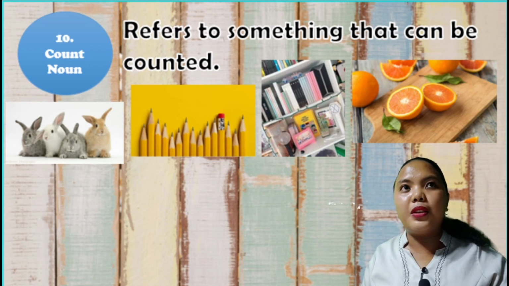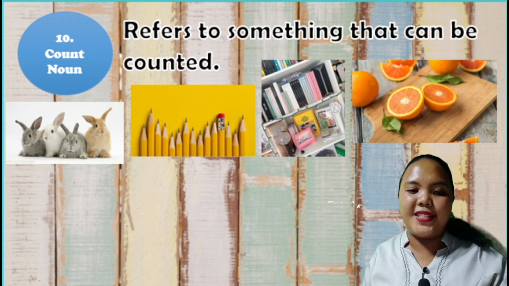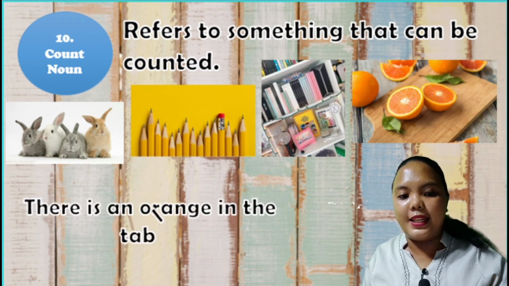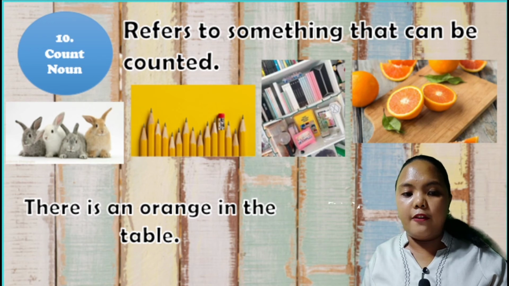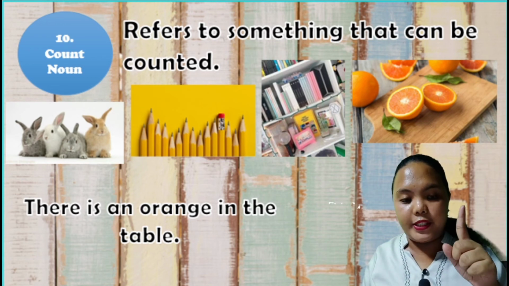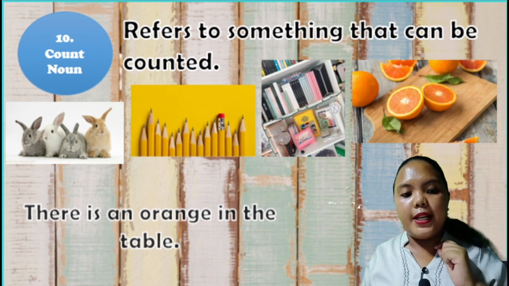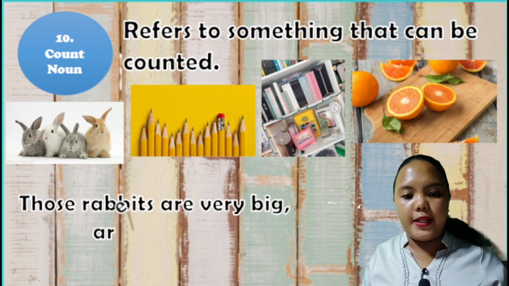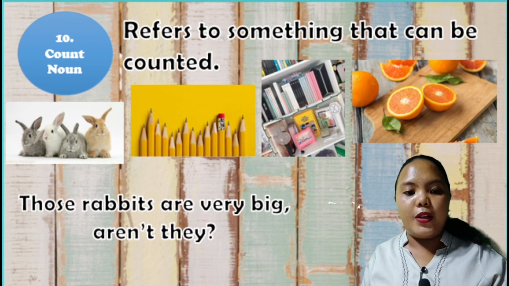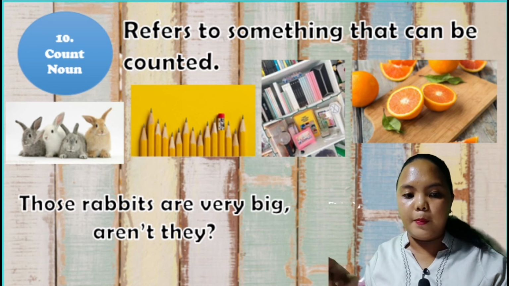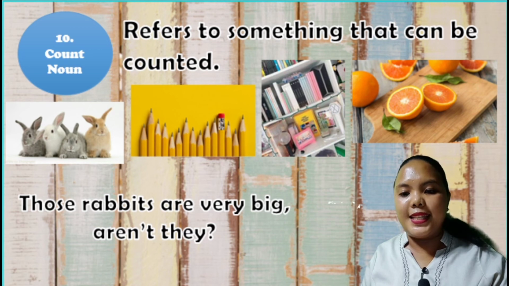A count noun can take the form of a plural or singular verb. For example, in this sentence, there is an orange on the table. In this example, it takes the form of a singular verb. We only have one orange on the table. Whereas in this example, those rabbits are very big, aren't they? In this example, the count noun takes the plural form of the verb. This time there are many rabbits being pertained.